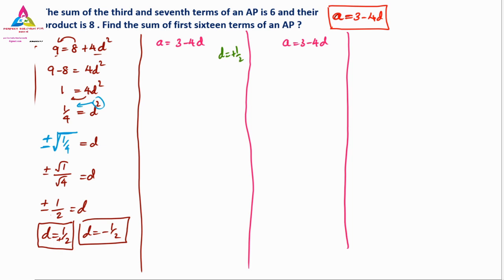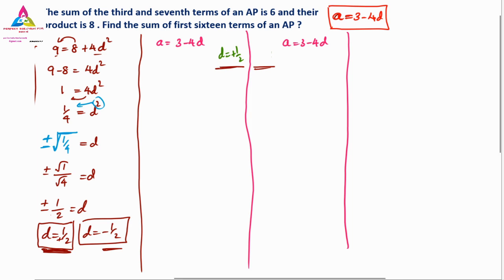When the d value is equal to positive half, this is the a value we are going to find, and when the d value is negative half, then we are going to get the second a value. So we are going to get 2 a values, and both a values will be possible, so we can't leave them. So first d is equals to plus half. Here we have the first, plus 1 half, and second one we have negative half. So plus half is here and negative half is here. If you want, I will write it down clearly.